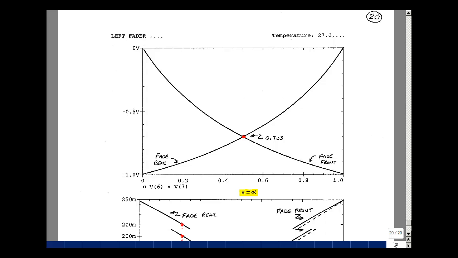So here's the output of the left front and left rear speakers. So here's when I fade to the rear. I get most of the signal across that and very little to the front, and then vice versa over here. And you can see that the voltage changes here are somewhat parabolic.